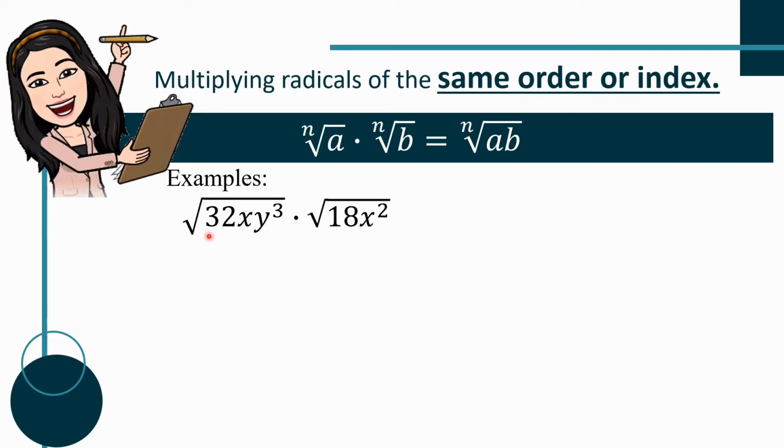We have the square root of 32xy cubed multiplied by the square root of 18x squared. Okay, so we have the same indices again. Therefore, we can apply this property. So what are we going to do? We need to simplify first the radicand.